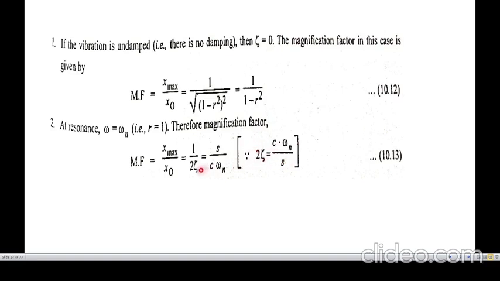So from this we can write the magnification factor. This may be asked for 2 marks, as the formula, or they may give some values and ask you to find the answer. Here S is the stiffness, C is the damping coefficient, that is the damping force, and omega n is the natural frequency. So using these formulas you can solve the problems for magnification factors.